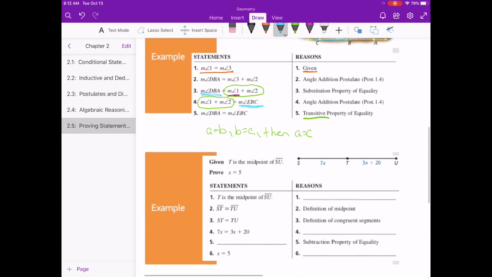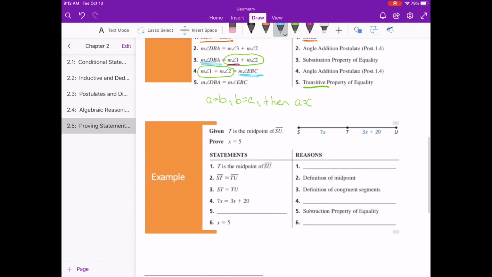All right, let's do an example where we have to fill in some things. We are given that T is the midpoint of segment SU, and we're trying to prove that x is equal to 5. The first step of a proof is always, always, always the given. So T is the midpoint of SU, and we know that because it is given to us.